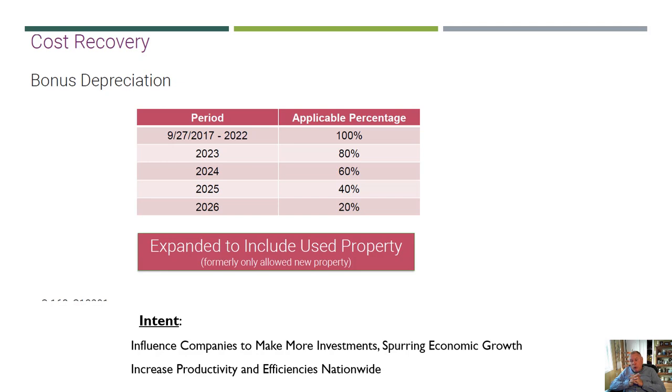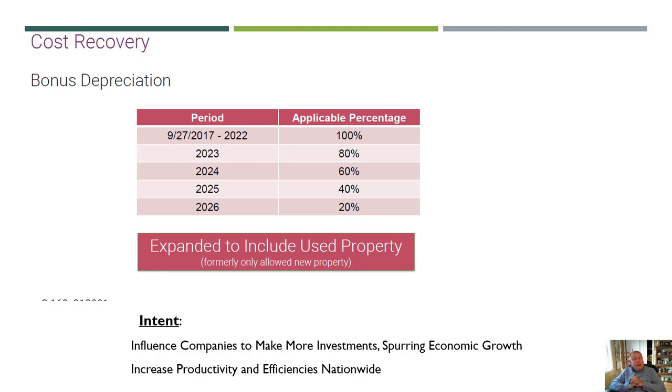And they have a bonus depreciation. And again, this is intended to incent people to invest. Between 2017 and 2022, up to the limit, you can deduct 100% of the cost of that equipment that you may buy. So that is giving you a huge timing difference.